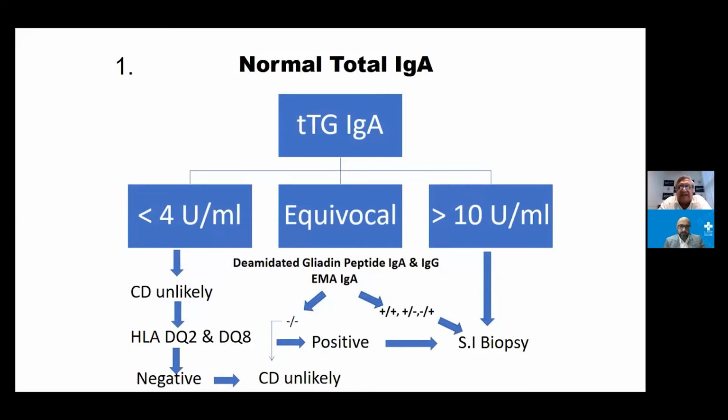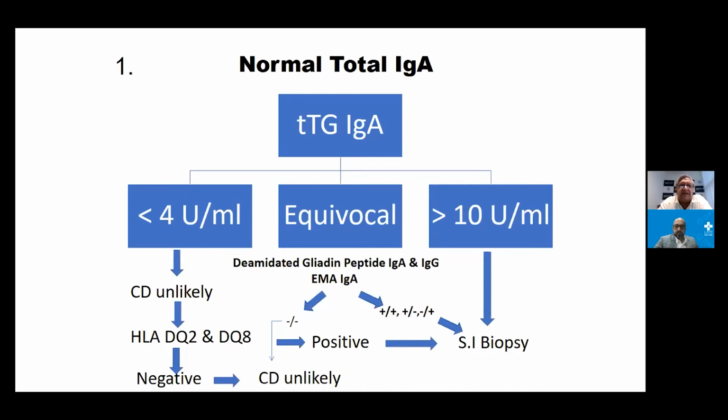If normal total IgA is present in the person, then TTG of IgA isotype is what is required. If TTG IgA is more than 10 units per ml, then this will confirm that the person is screened positive. If it is less than 4 units per ml, then celiac disease is unlikely. To confirm that it is unlikely, you can do HLA DQ2 and DQ8. If they are absent, you can be certain that this condition is not celiac disease.